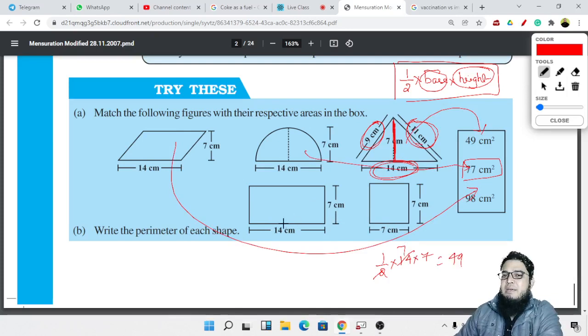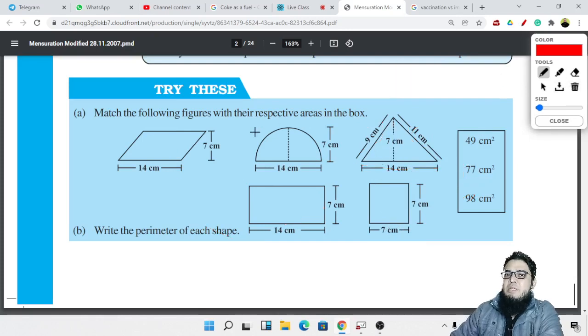Now this is a rectangle, that is base into height. Again 98 centimeter square. This is a square, 7 sevens are 49 centimeter square. Okay, just tell me what will be the perimeter of each shape. That is telling you to calculate the perimeter. Now I am talking about this semicircle. What will be the perimeter of this? Semicircle.